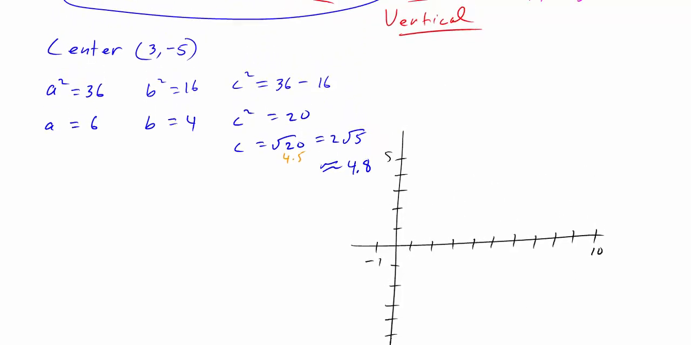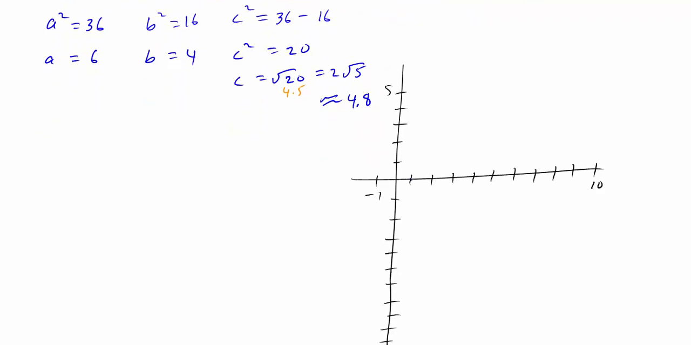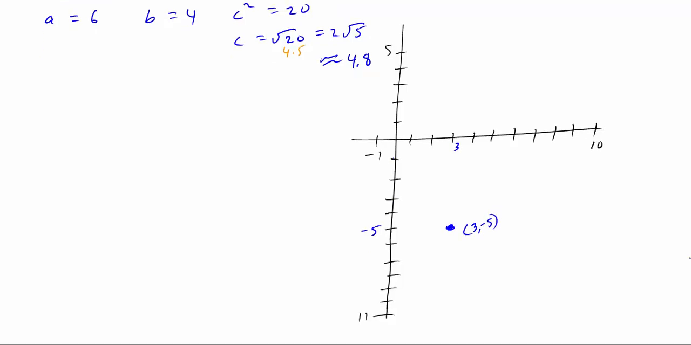All right, so we know that the center is at (3, -5), so we could plot the center first. We're going to go over 1, 2, 3, and down 1, 2, 3, 4, 5 to a -5. So there we have the center, and I'll go ahead and label this as (3, -5). And now we're going to look at the a value, because the a value is going to give us the distance to the vertices.